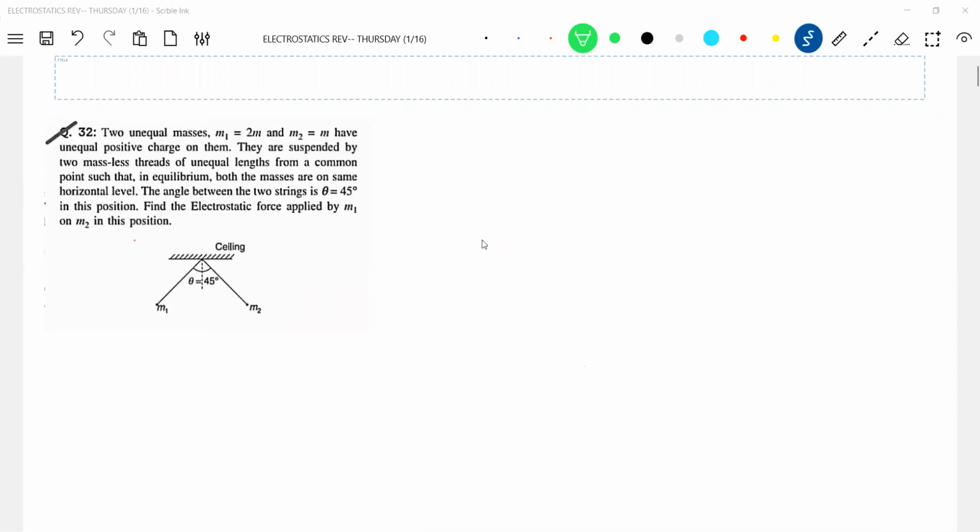Read the question. He's asking to find the electrostatic force applied by M1 on M2 in this position.